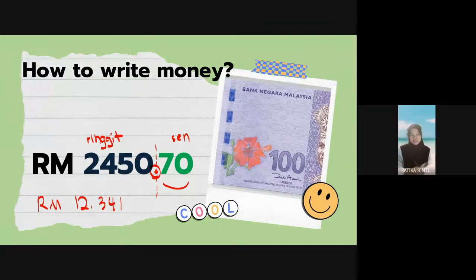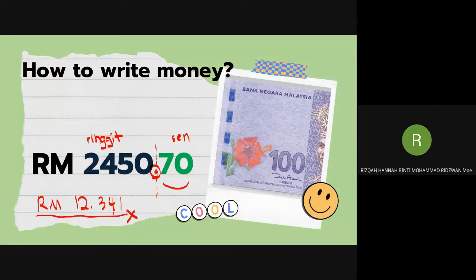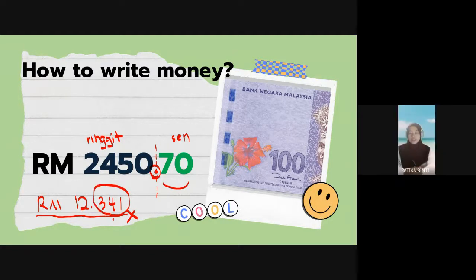Is this correct? The one that I write down here, is this correct? No. Okay, for sen, there will only be two numbers. Dua nombor sahaja. Why? Because 1 ringgit is equal to 100 sen. Kalau awak tengok 100 sen, dia ada dua sahaja sifar dekat belakang tu kan. So, that's why when we write ringgit, sen dia ada dua nombor saja.